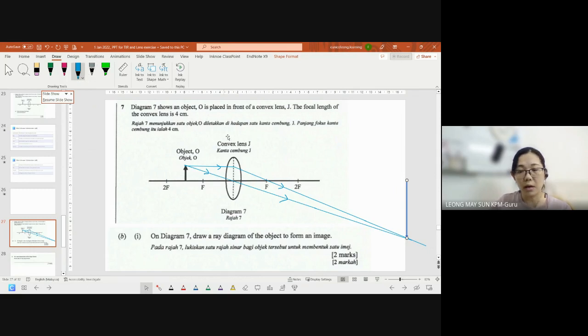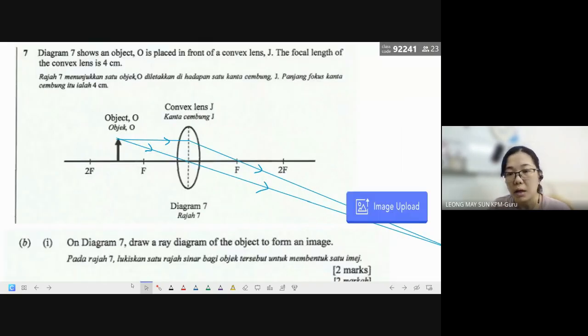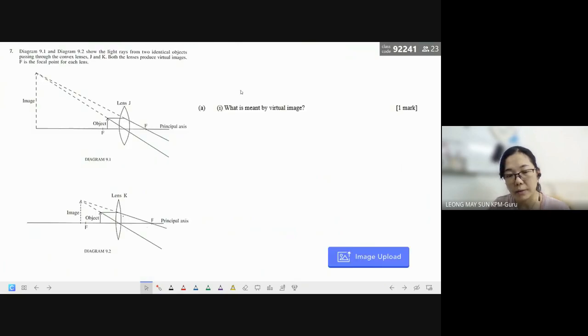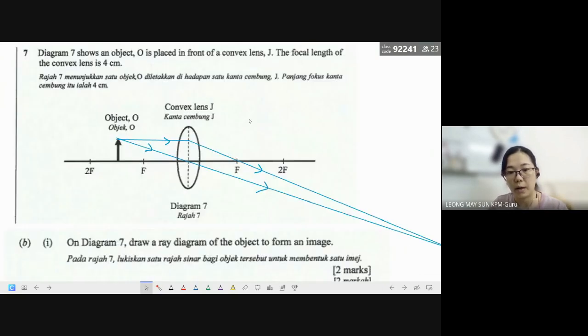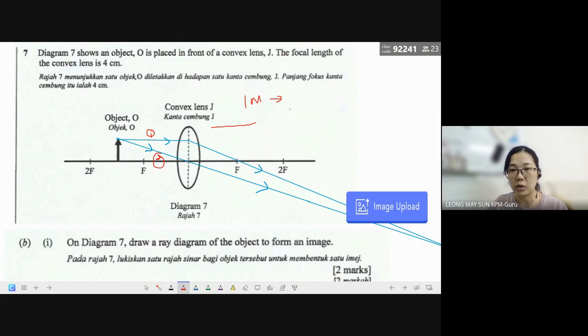Normally drawing a ray diagram is a 3-mark question, but here they only have 2. If it's 2 marks, it means 1 mark is for both rays, ray number 1 and ray number 2, provided with the arrow written there. So that is for the 2 rays, and the second mark is for the image.